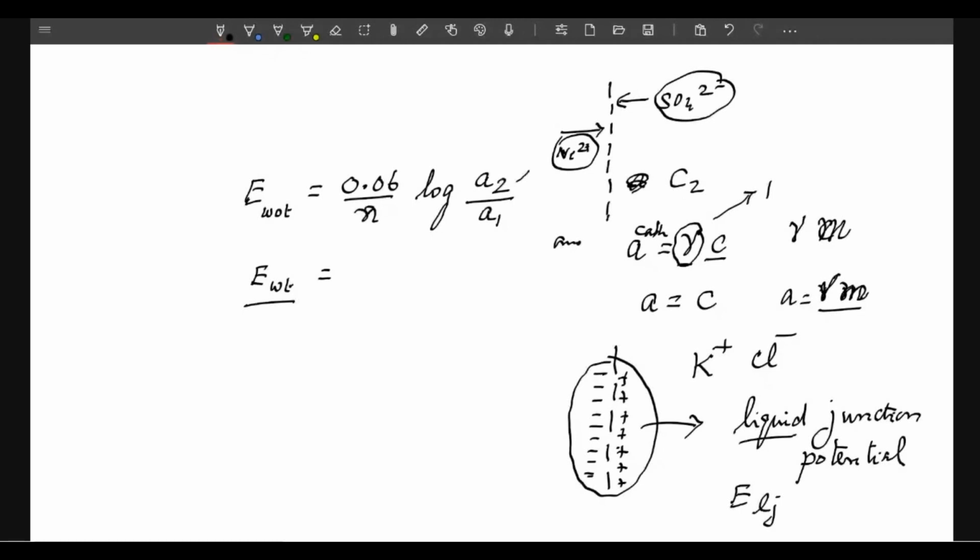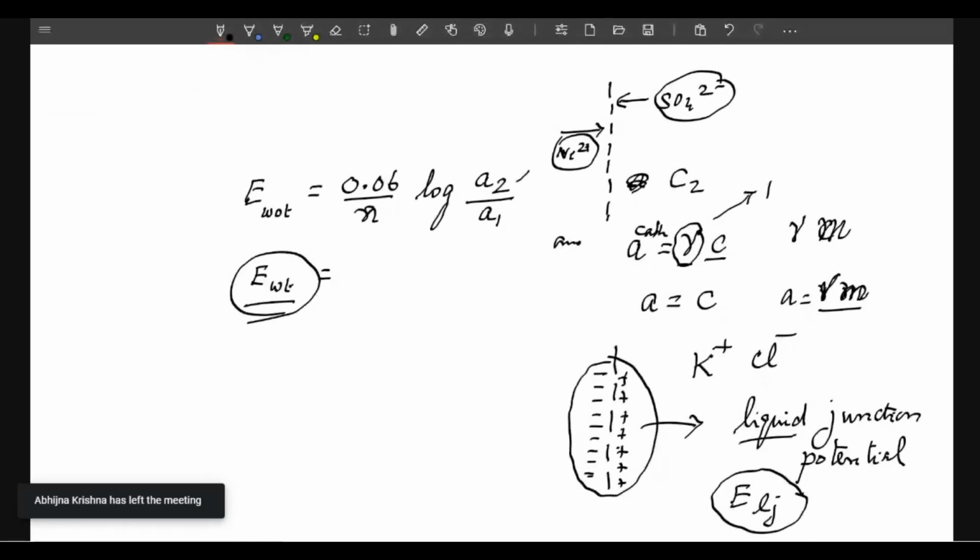In the EWT, that is, the cell EMF with transference, that includes the actual EMF as well as the potential developed due to this. Whereas in EWOT, without transference, the liquid junction potential is ruled out because of the presence of the salt bridge. It is not creating any charge double layer separation.